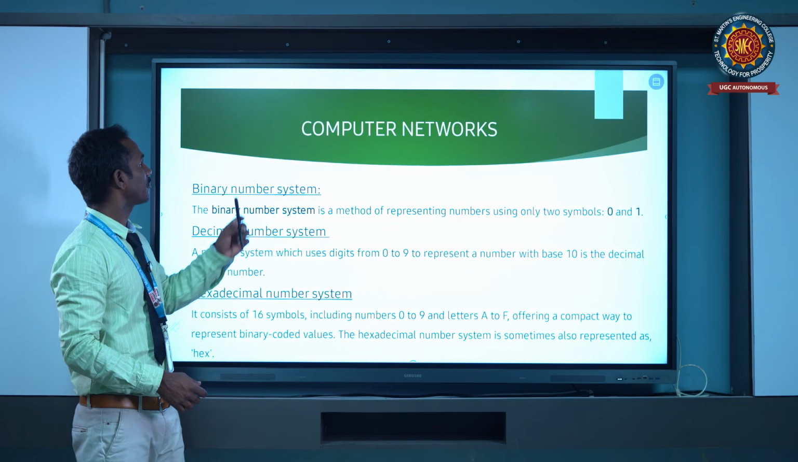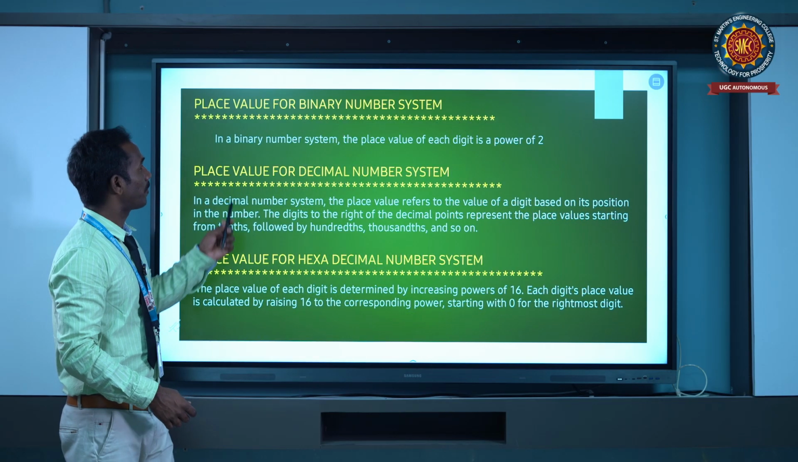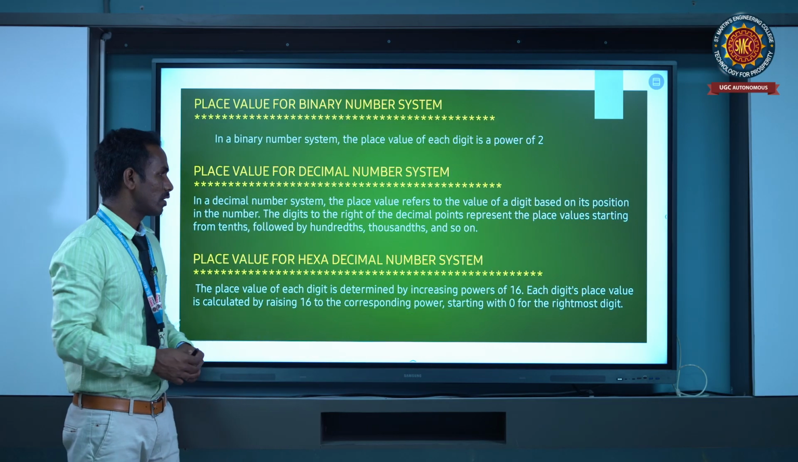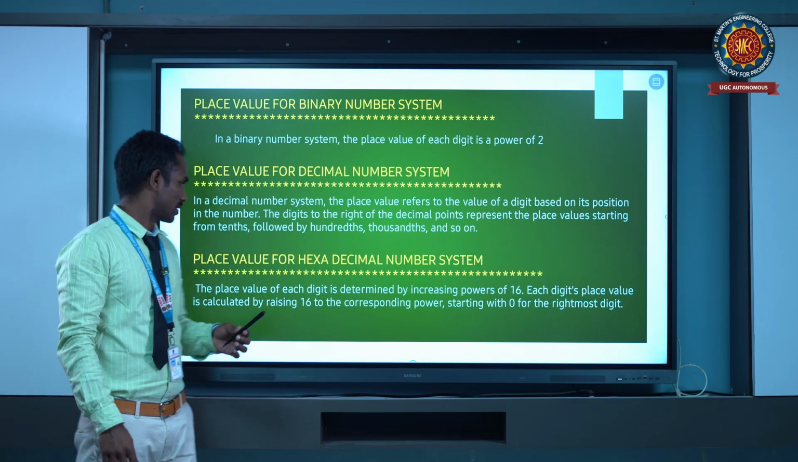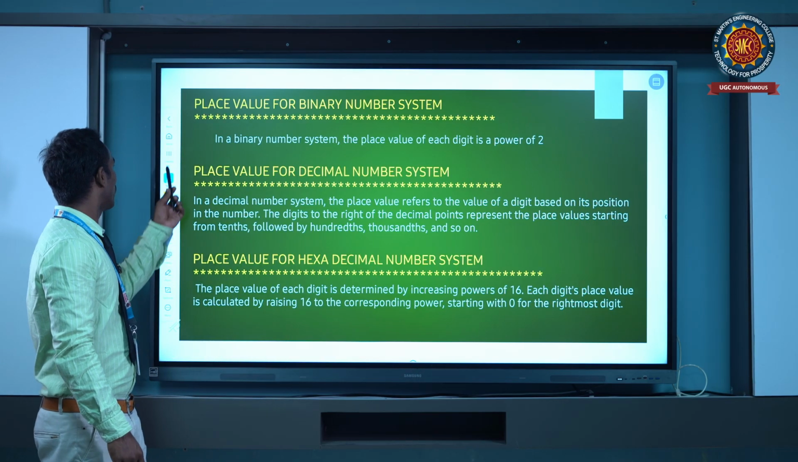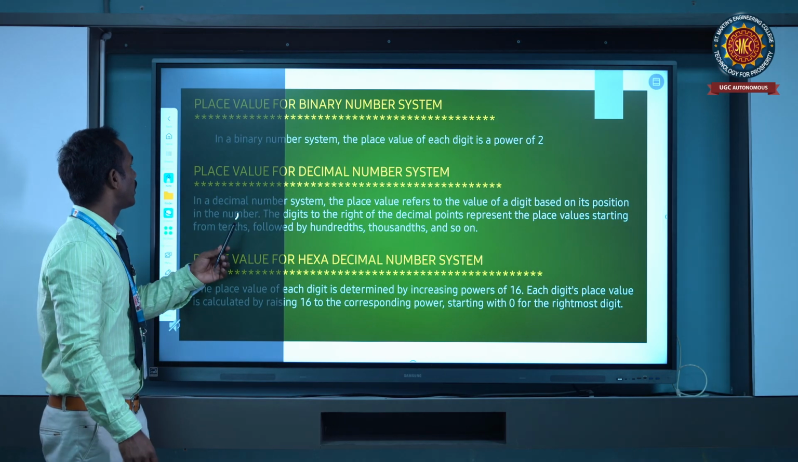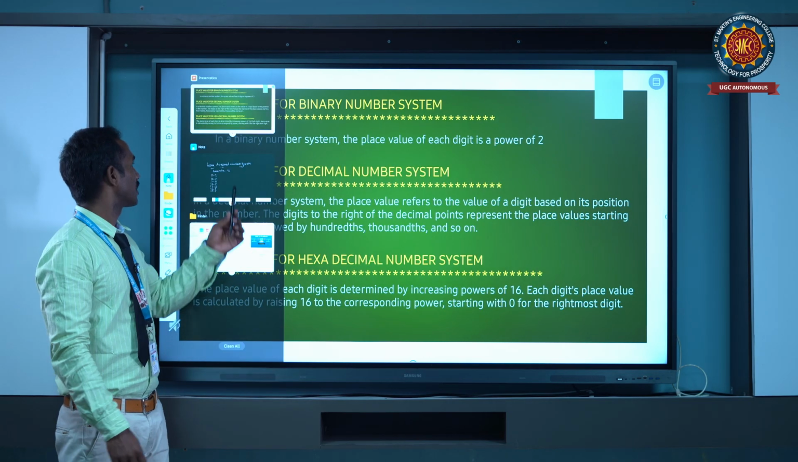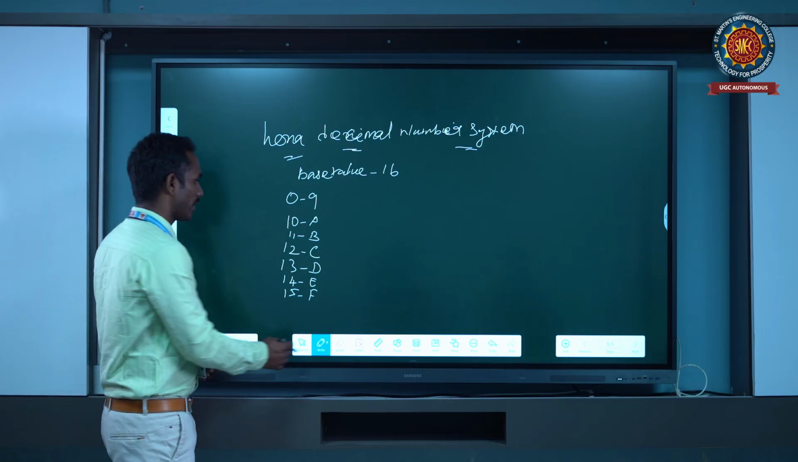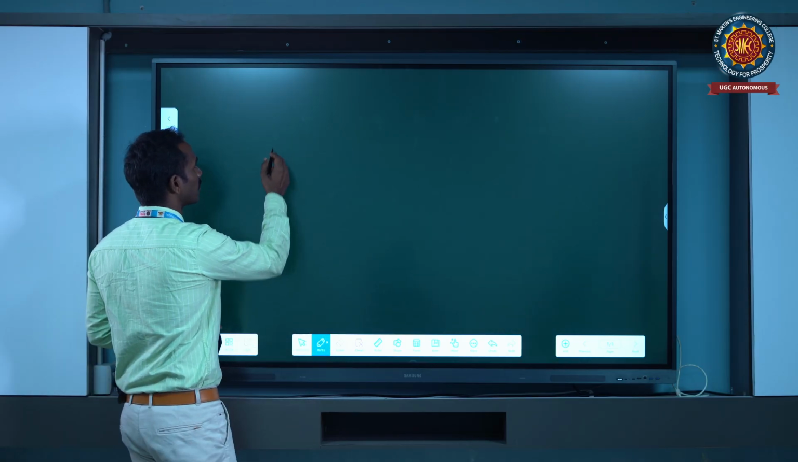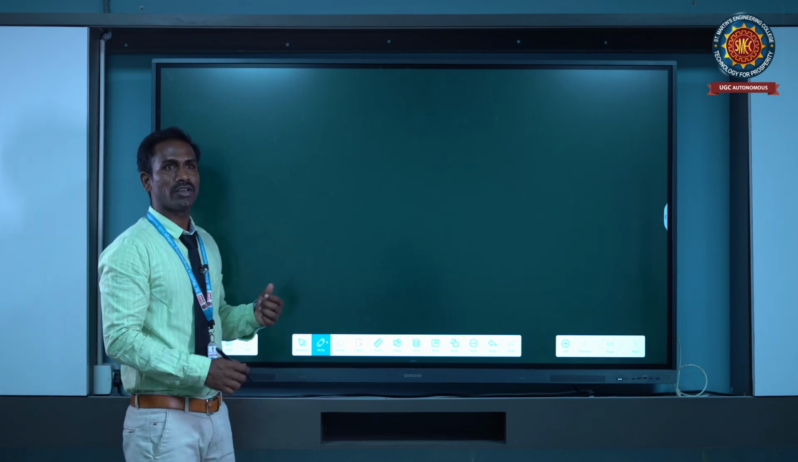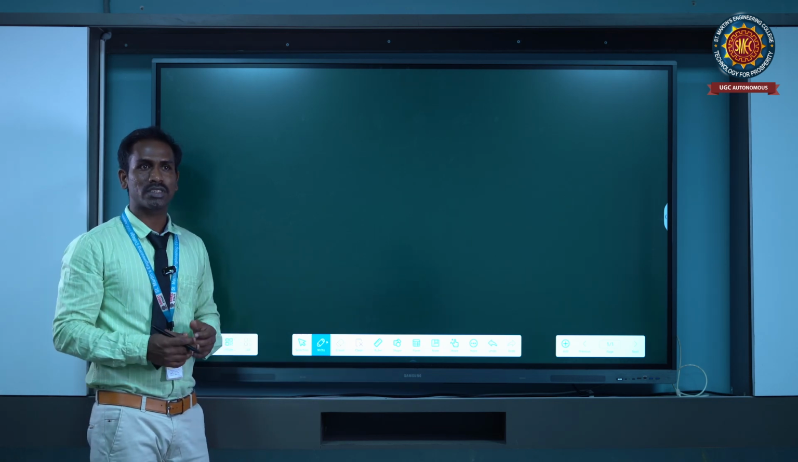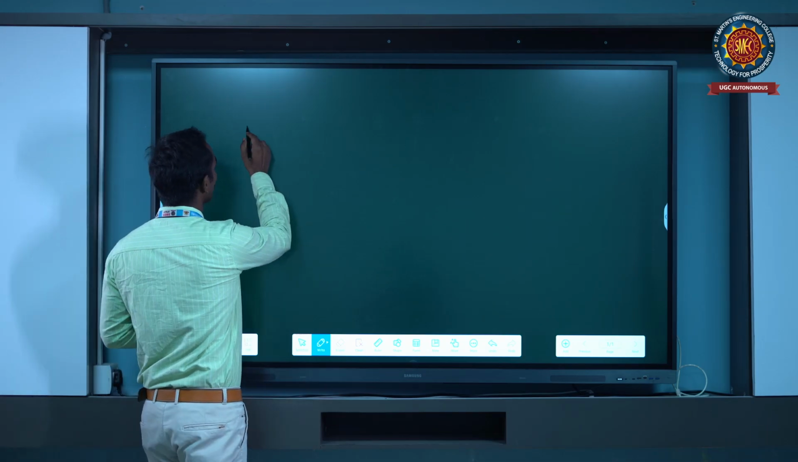And the next is the conversion of place value for the binary number system. First we have to find the place value for each and every number system. First we find it for the binary number system using the base value. What is the base value for the binary number system? That is 2. So how to write the place value?